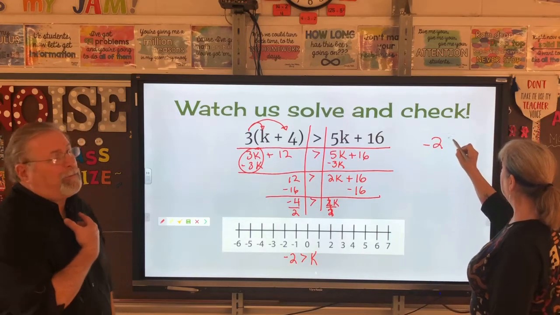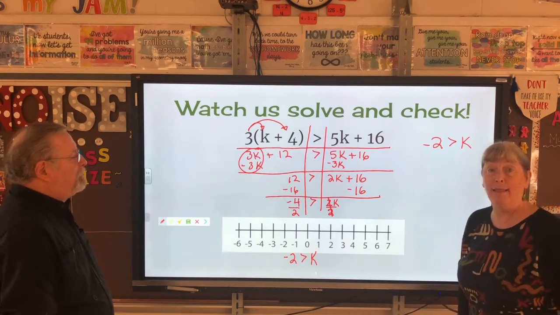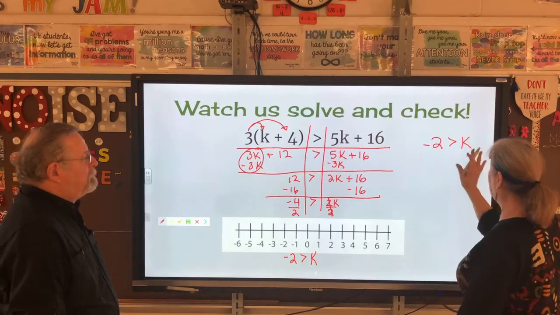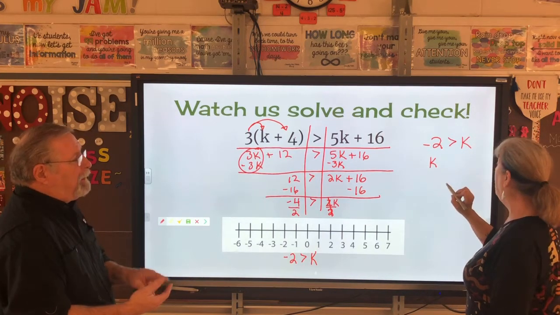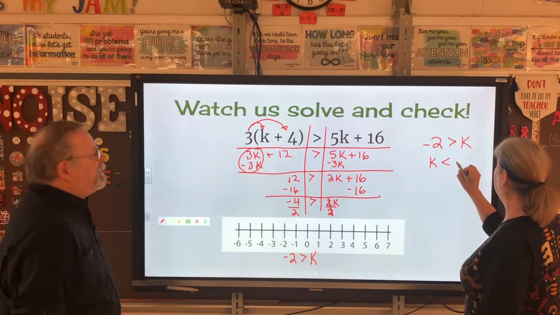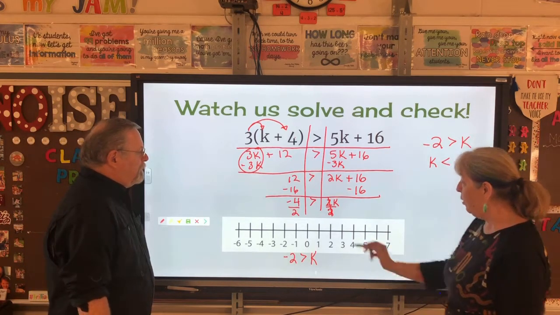She does not like when her k is on the wrong side. I don't. I like my variables first. So I am going to rewrite it by flipping it. Because if negative 2 is greater than k, then k is less than negative 2.